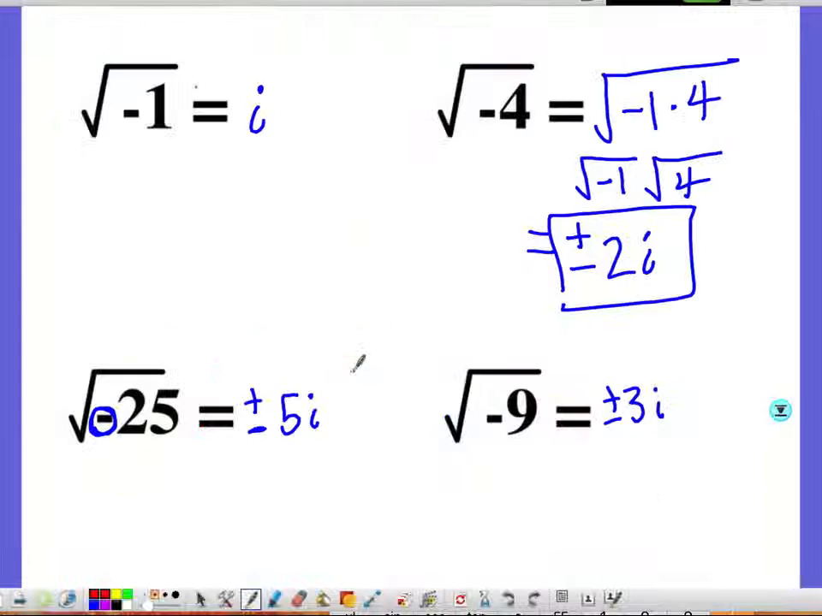And finally, the last thing that we learned was that the square root of -1 is equal to i.